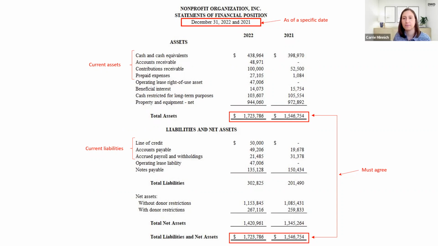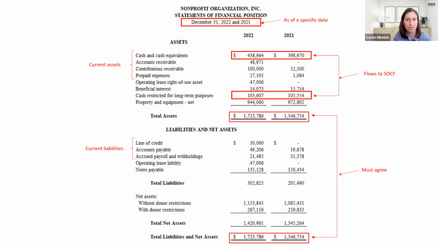Now, when we're looking at these statements, all of these statements intertwine with the next statement. So for example, your cash and cash equivalents on this statement are going to flow through to your statement of cash flows. Your net assets are going to flow from your statement of activities, which we'll talk about next. So that's another thing when you're looking at your statements, especially your year-end audited statements, all of these statements are going to intertwine. All of the activity flows through from one statement to the next.